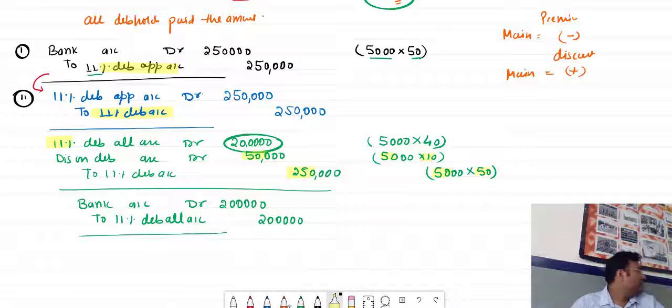The total money we receive, that's why it will be bank account debit 2 lakh to 11% debenture account 2 lakh rupees. Okay.